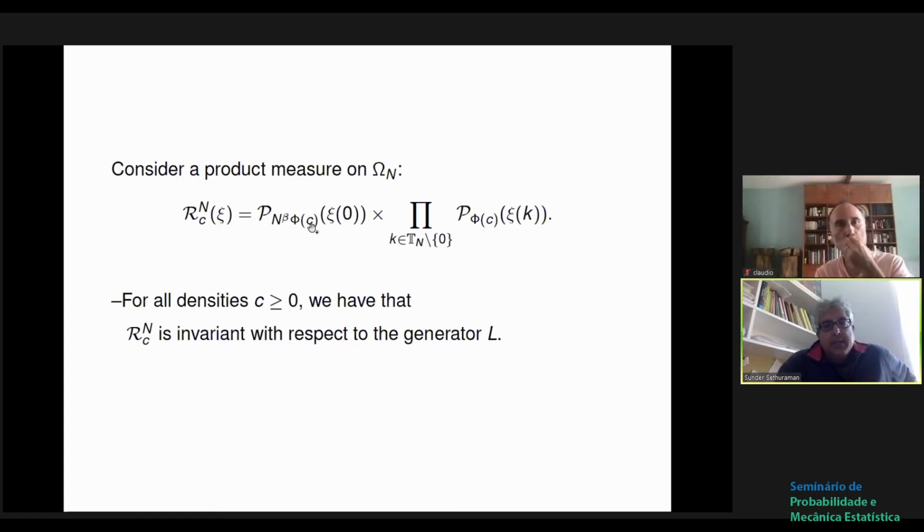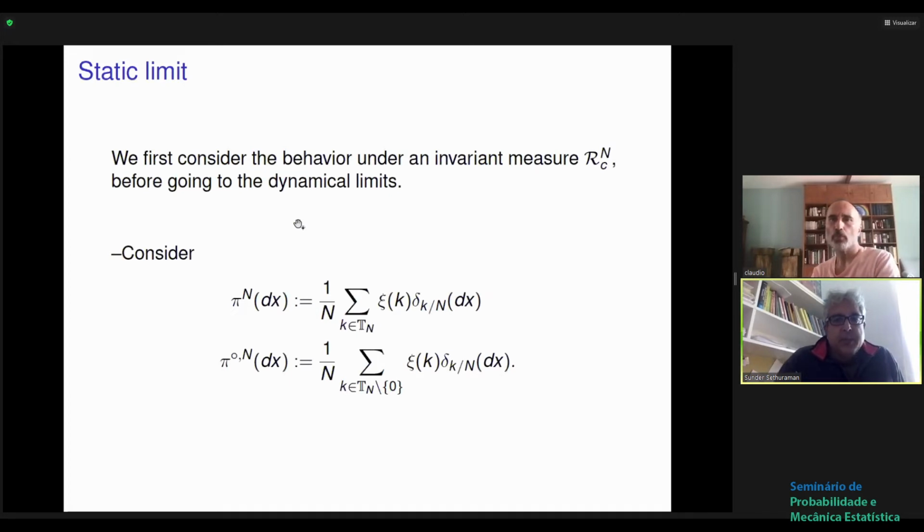And the number C here would be some sort of equilibrium density. Okay, so these are these measures.